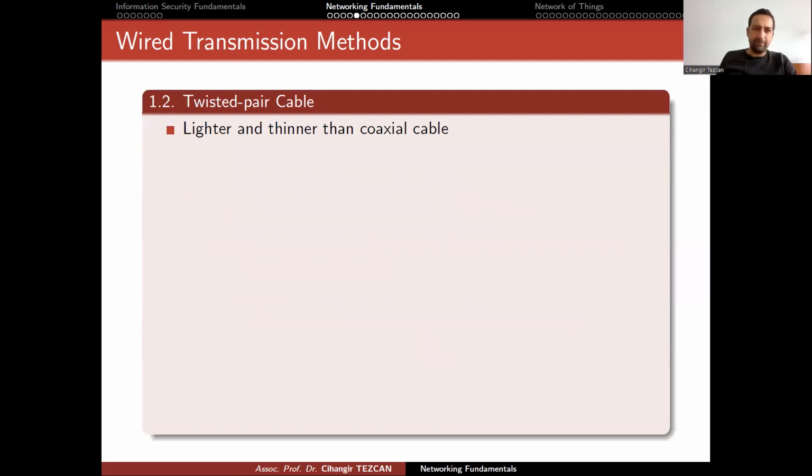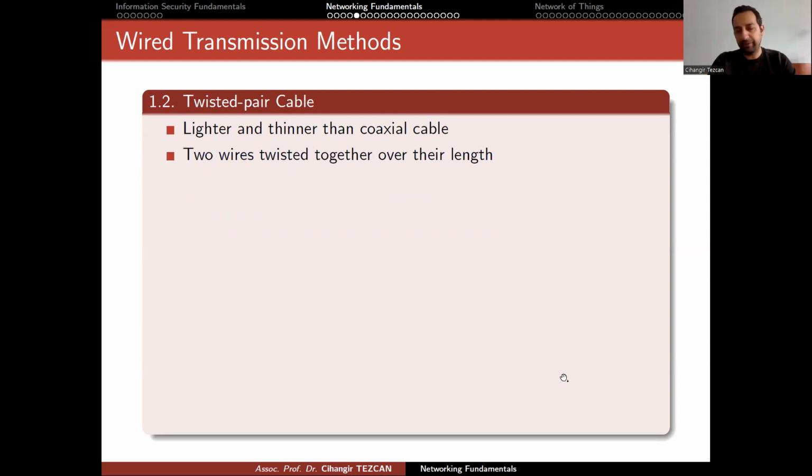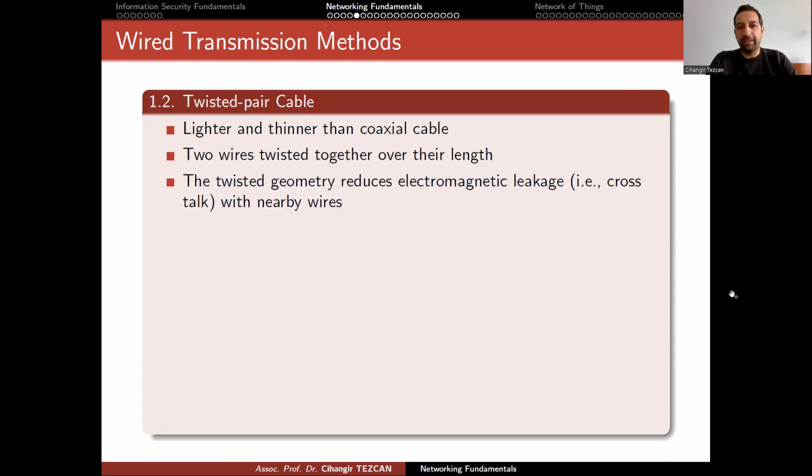The second wired transmission method is the twisted pair cable, lighter and thinner than coaxial cable. By the way, you can just Google and find nice pictures of these cables on the internet if you don't know what I'm talking about. Once you see it, you will realize that you have been using it your whole life. In a twisted pair cable, two wires are twisted together over their length. The twisted geometry reduces electromagnetic leakage, also referred to as crosstalk with nearby wires. This is really important because this way it allows long distances, like several kilometers.